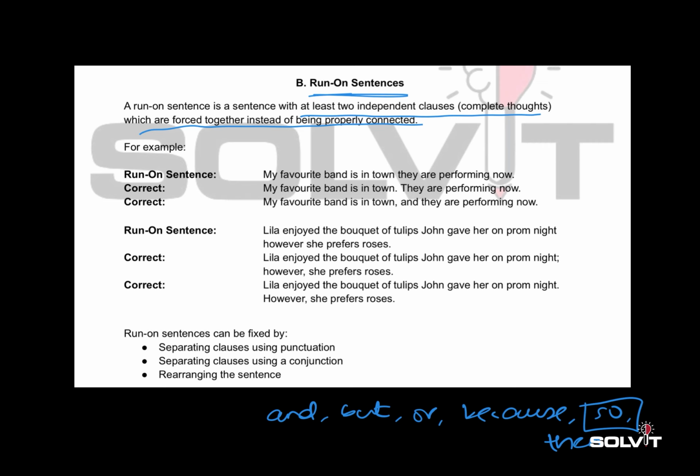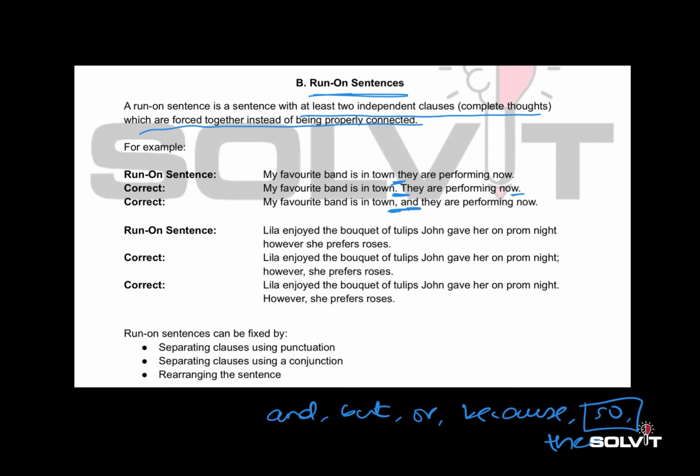So the correct way of writing the same sentence would be: My favorite band is in town. Full stop. They are performing now. Full stop. So you see, we broke this into two different sentences and they're complete on their own. The only thing we needed to do was add a full stop, which we did. Another way of writing the same sentence can be: My favorite band is in town, and they are performing now. So what did we do? We added a comma and we added the word "and." So we added punctuation and a conjunction. There are two different ways of rewriting this run-on sentence in the correct manner.